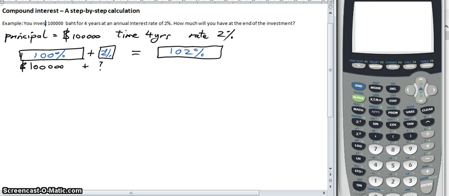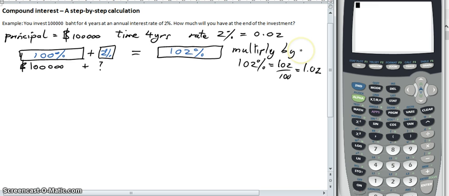So this means that instead of doing 2% is 0.02 and then adding it on, what I'm going to do is multiply by 102%, which is 102 over 100, which is 1.02. So when I multiply by 1.02, it gives me this answer all together, in one go, in one step.